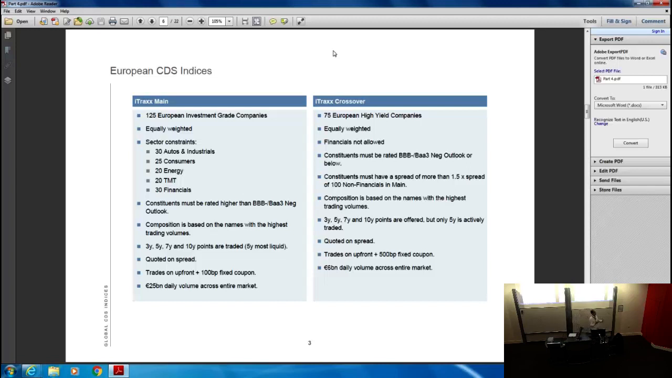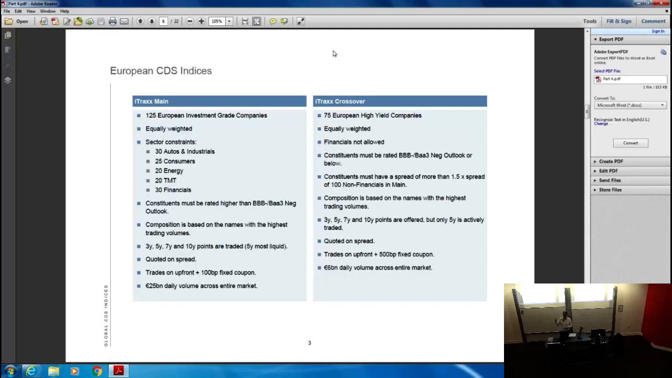So although it's quoted in a spread term, the price is what you pay up front, and that's based on a 100 basis point coupon. Liquidity, as I mentioned, in Main is probably about 25 to 30 billion on a daily basis. And then the crossover index is kind of the equivalent of Main, but focusing on the high yield universe.